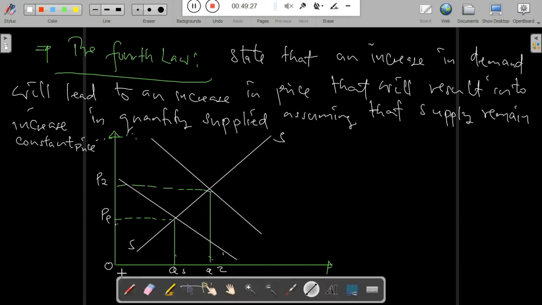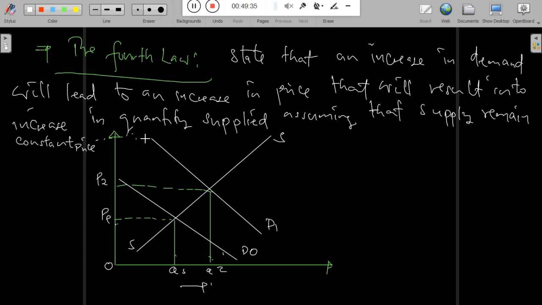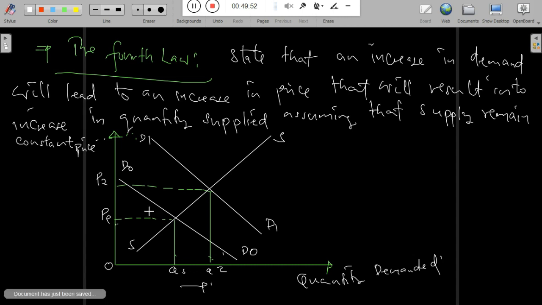Actually, this is a notion whereby most of the producers know that if people consume more, it means that they are in need of that particular commodity. So the producers look for an opportunity to increase the price, knowing that what they are selling is actually needed by the masses. So when the quantity demanded increases, the producers tend to increase the price of those particular goods and services.